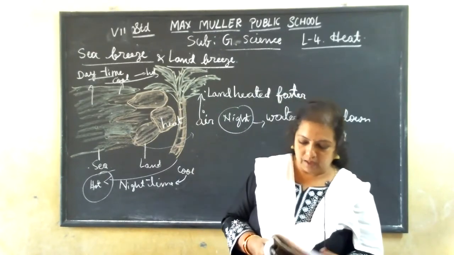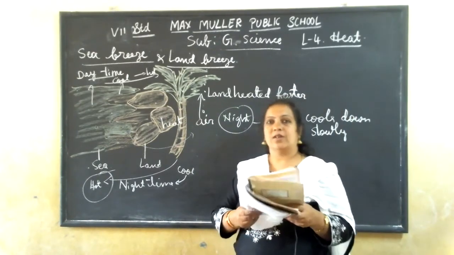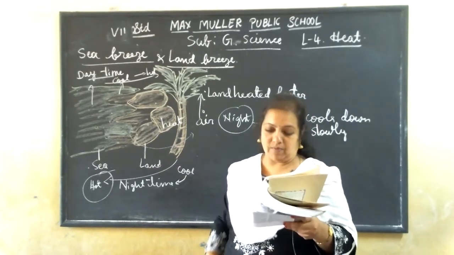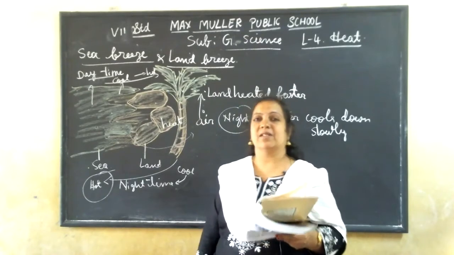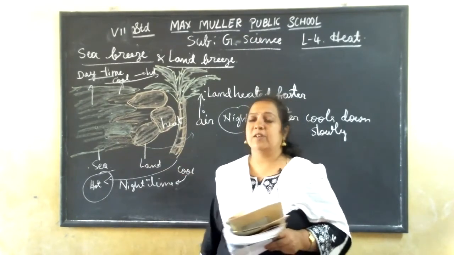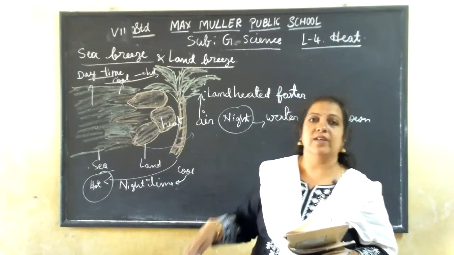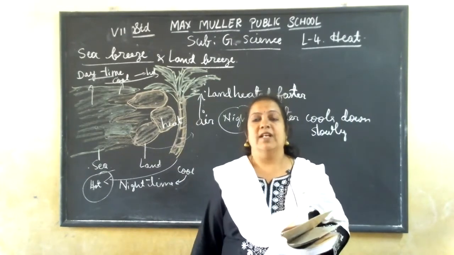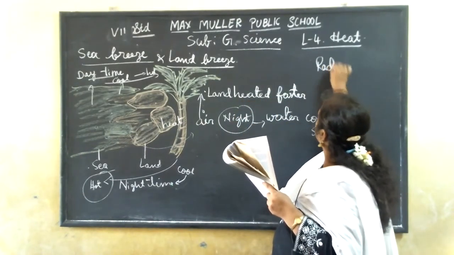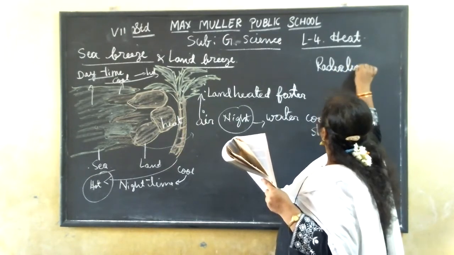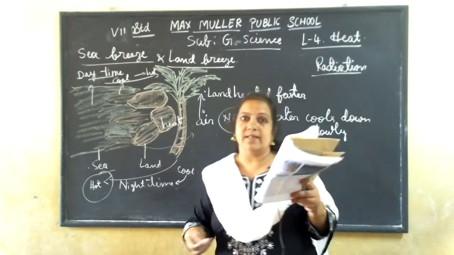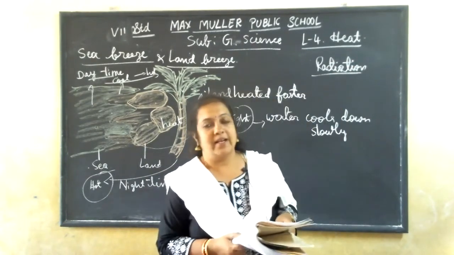Then when we come out in the sun, we feel warmth. So how does the heat from the sun reach us? These are all about convection and the convection cycle. Now we are studying another type of heat transfer, that is radiation. To understand this one, they have given so many examples. One example I am telling you now.